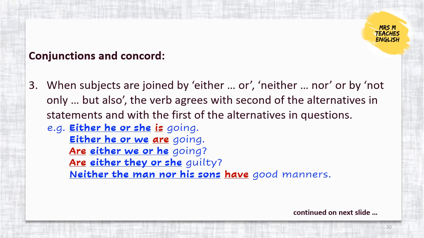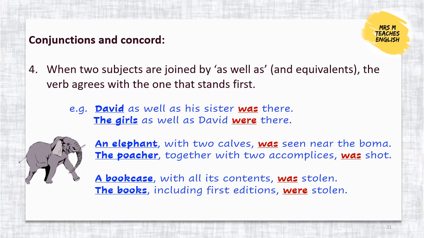The rule of proximity also applies to nouns joined by either or and neither nor. Take a moment to read through these examples. If you join two nouns with as well as, the verb agrees with the first noun. So in these sentences, David was there. The girls were there. Again, take some time to read through and absorb these examples.